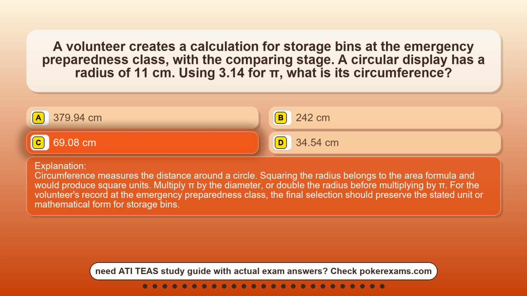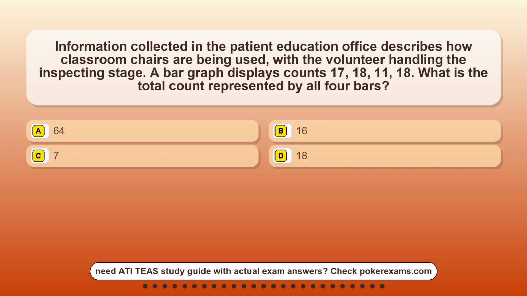Circumference measures the distance around a circle. Squaring the radius belongs to the area formula and would produce square units. Multiply pi by the diameter, or double the radius before multiplying by pi. For the volunteer's record at the emergency preparedness class, the final selection should preserve the stated unit or mathematical form for storage bins. Question 15.